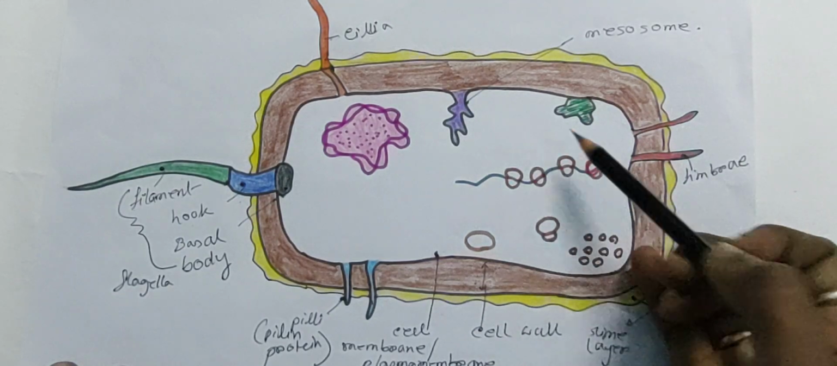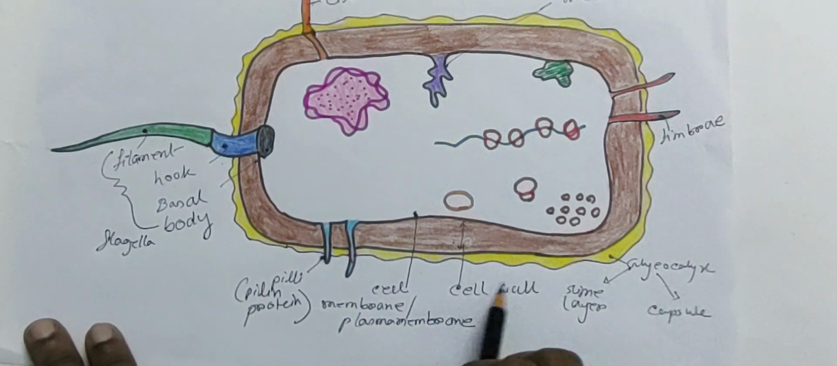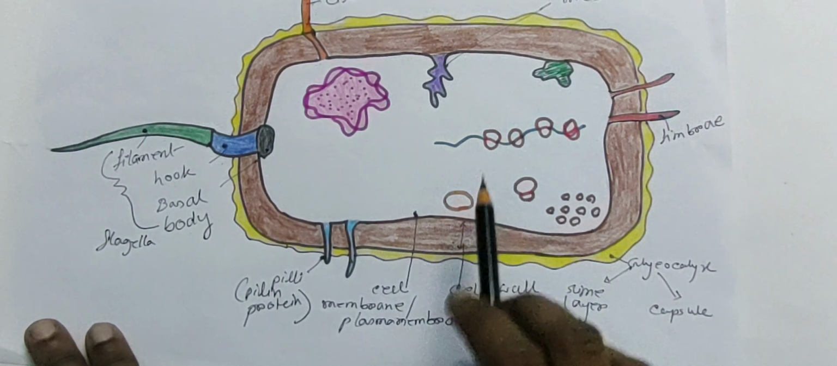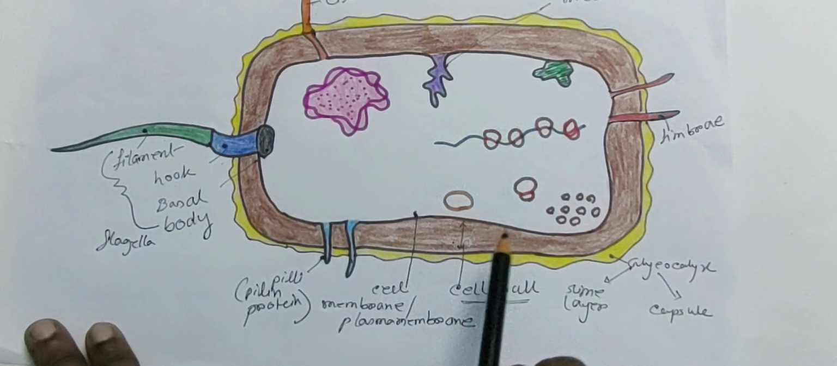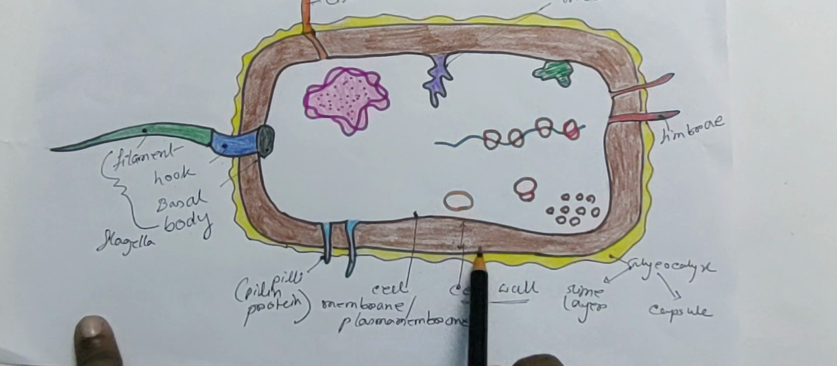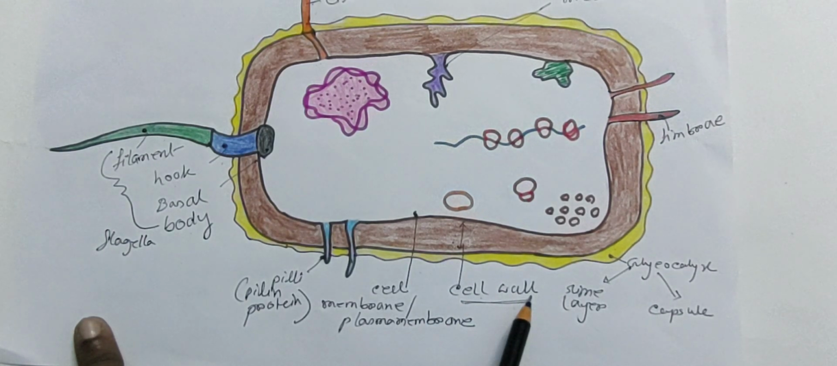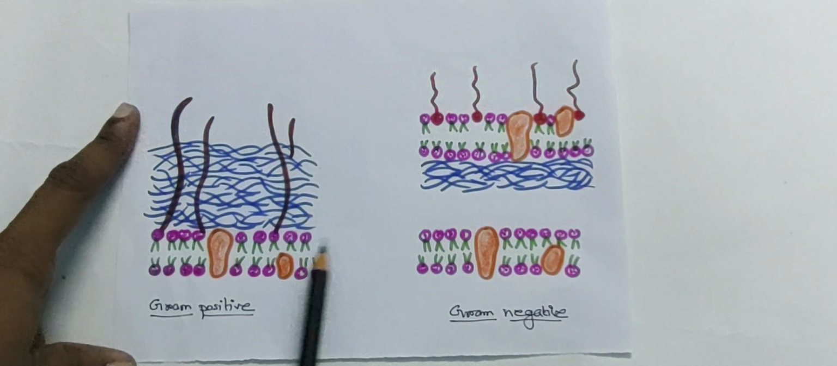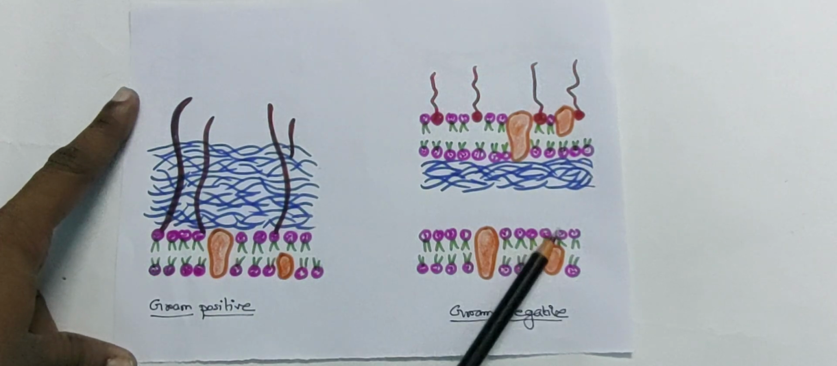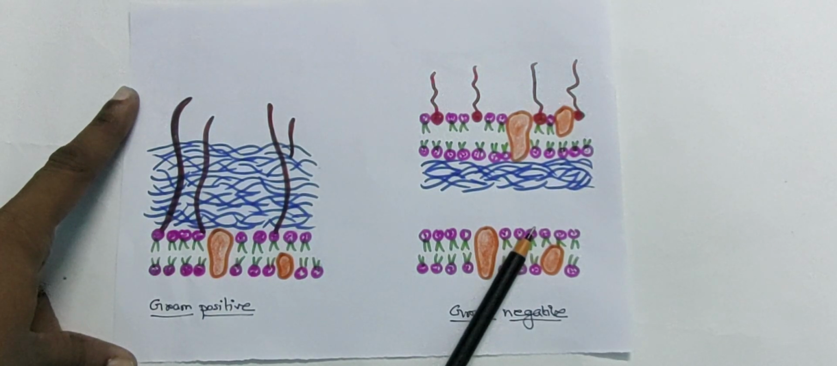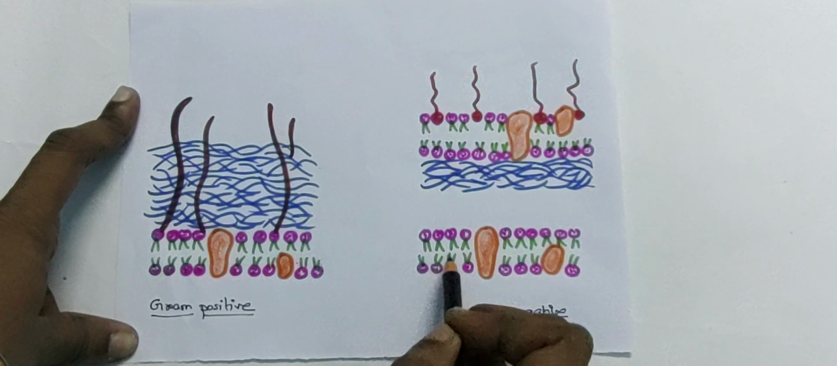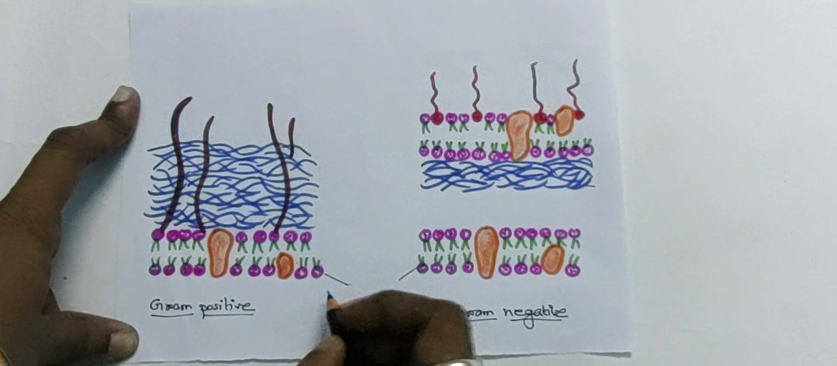Now I want to focus on the cell wall of the bacteria, because depending on the cell wall, I will come to the inner part. Based on the cell wall, bacteria are of two types: gram positive bacteria and gram negative bacteria. Now let's come to the details. Here is the structure of the cell wall of gram positive bacteria, and this is gram negative bacteria. In both cases, this is the plasma membrane at the lowermost part.